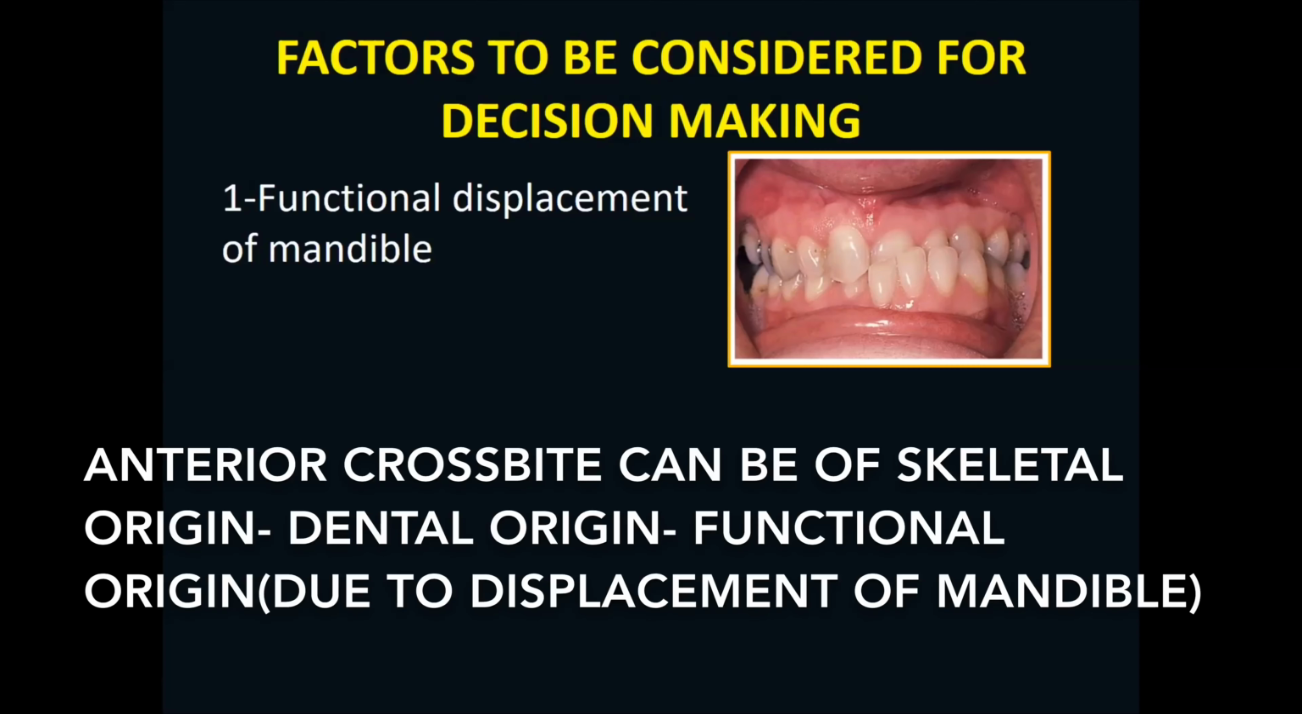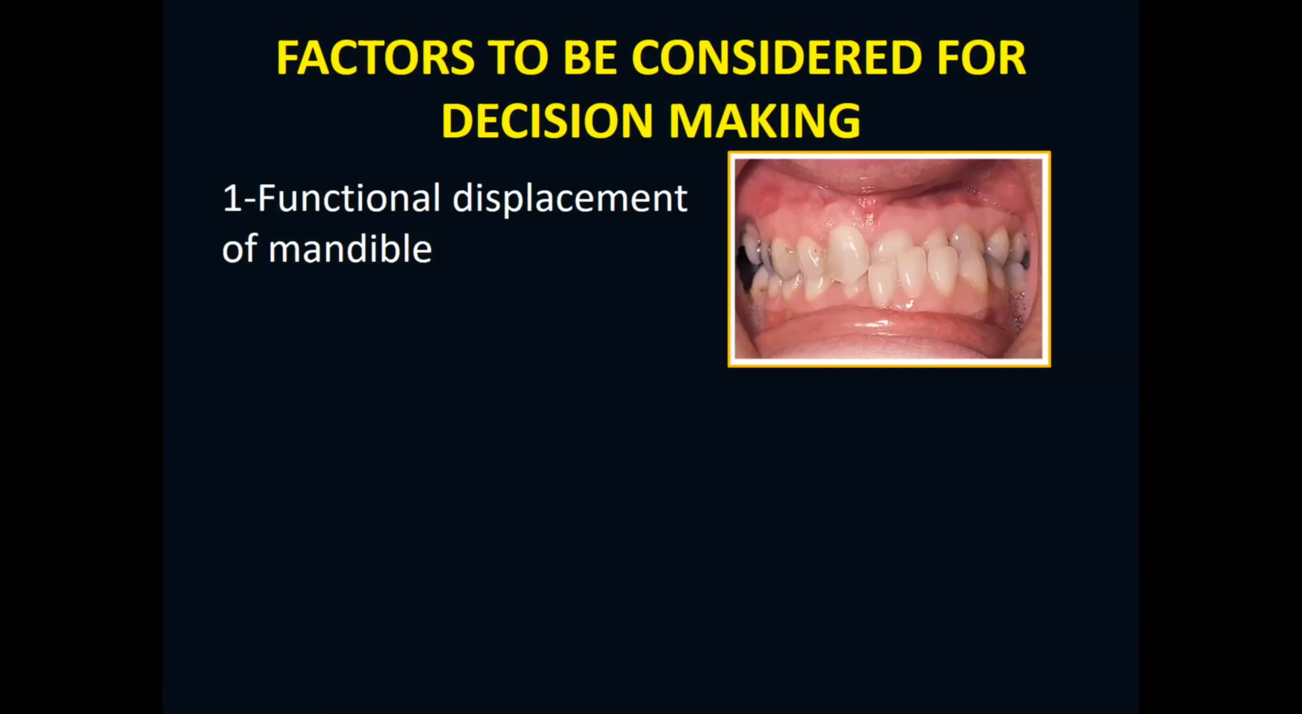So what I was talking about, the third possibility of the anterior crossbite is of the functional region. You may encounter a situation in which the maxilla and mandible are normal, the teeth are normally positioned, but you would be observing the anterior crossbite on the occlusion. This is because the patient is keeping the mandible in a forward position.